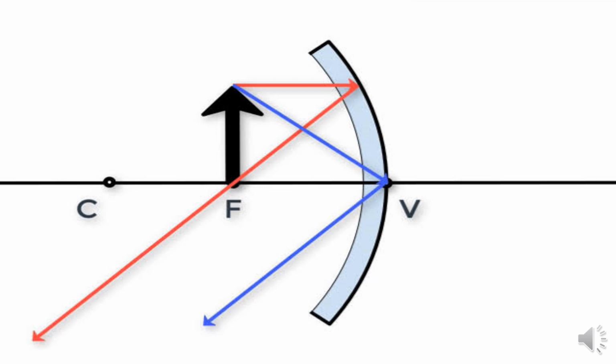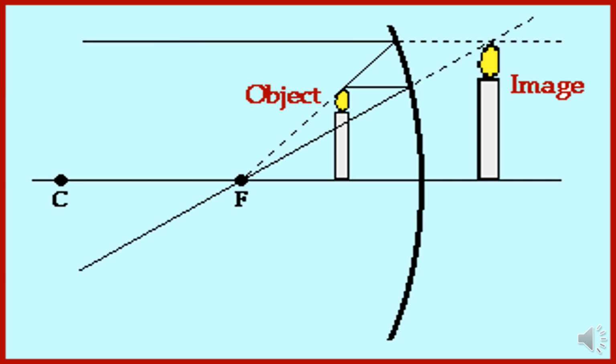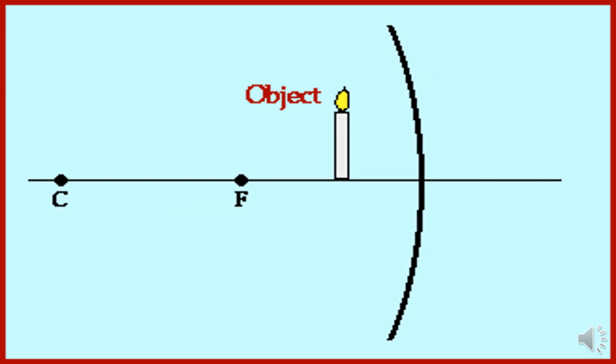When an object is placed at the principal focus in front of a concave mirror, a real, inverted, highly enlarged image is formed at an infinite distance and not on the screen. When an object is placed between the pole and the principal focus, a virtual, erect, enlarged image is formed behind the mirror.